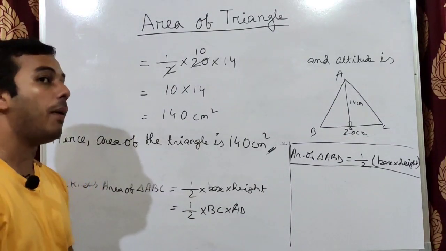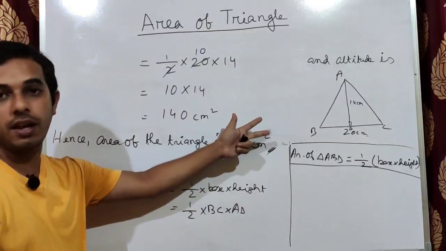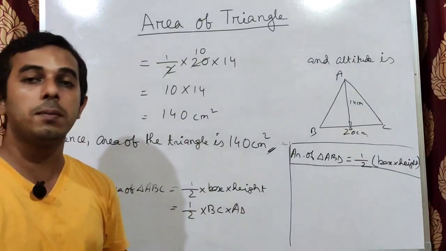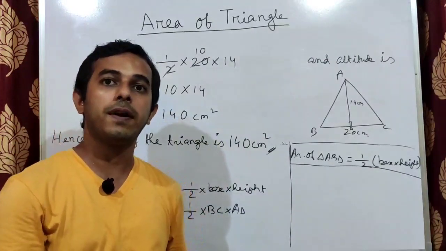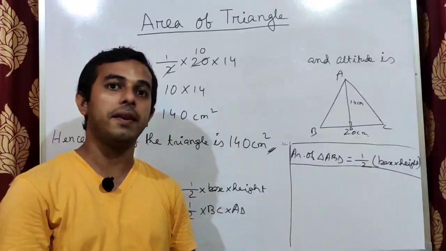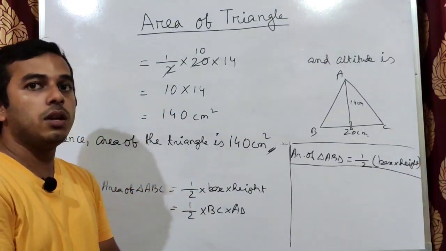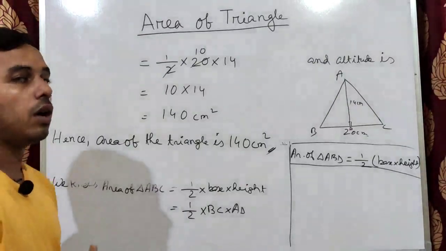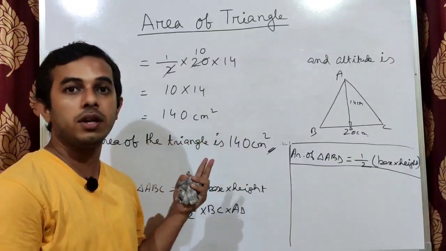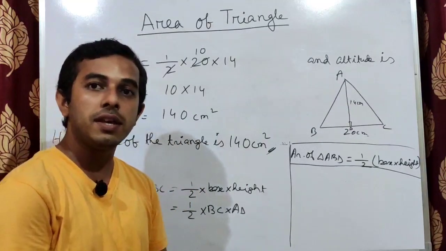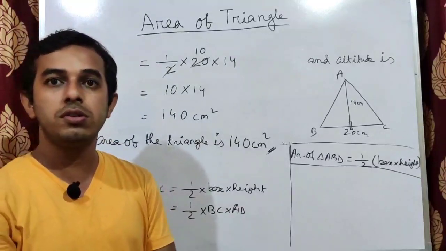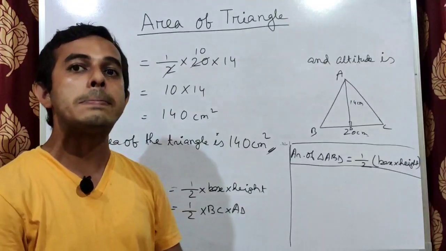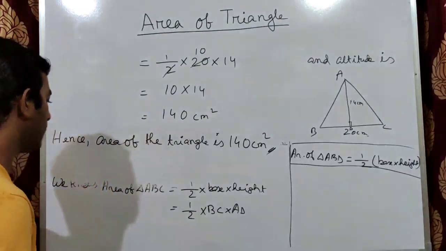Okay. Now, this is about area, right? If base is given and altitude is given, we have to find out the area. Now we will take another example. We'll relate it with the same question, right? Okay. In our next question we will solve, if area is given and altitude is given, how to find the base. Okay, let us solve.